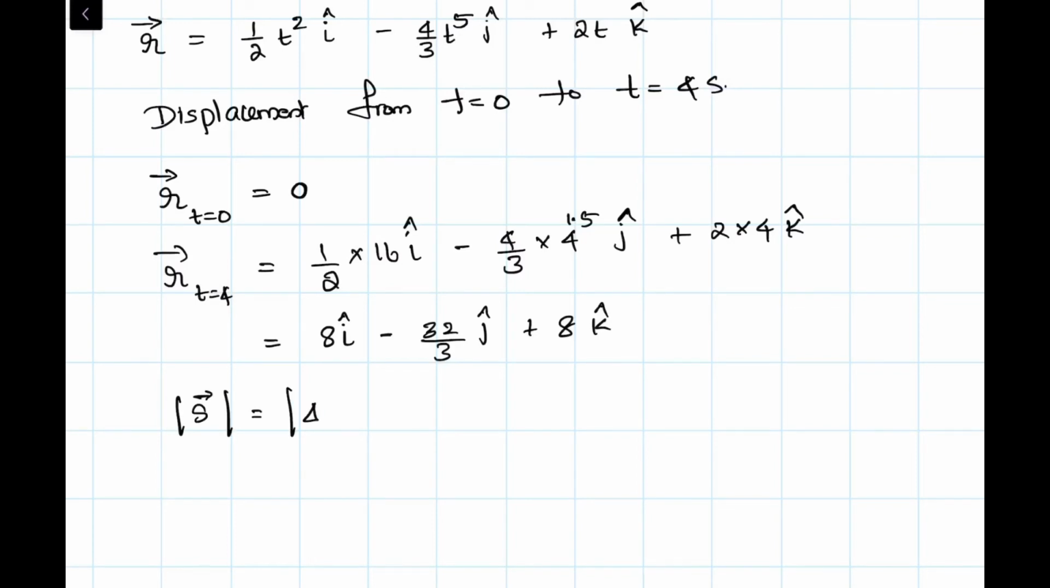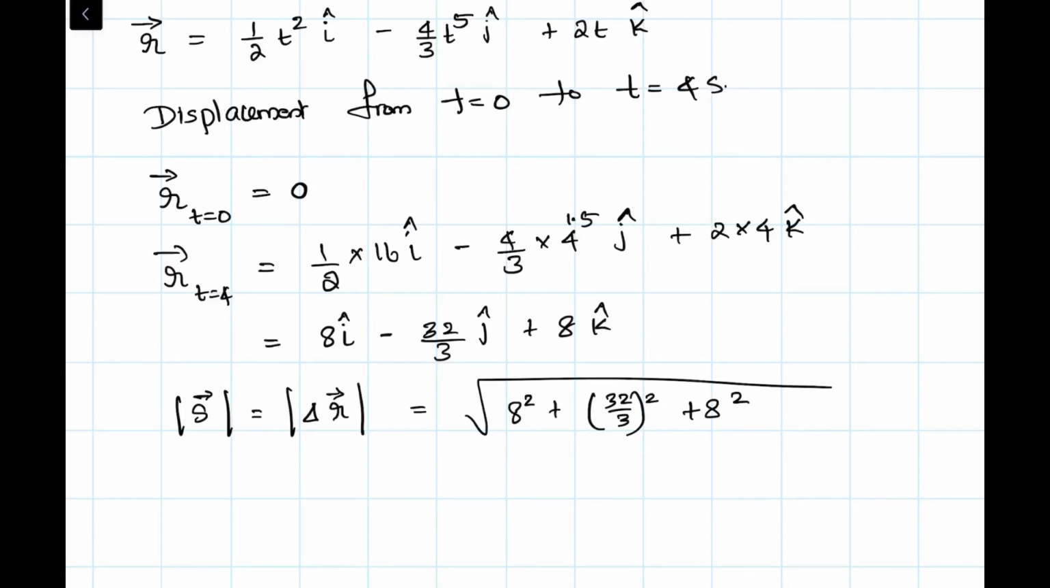So delta r. What is the magnitude of this vector? Root of 8 square plus 32 by 3 square plus 8 square. So that's what you get, the magnitude, which will be equal to 15.55 meter. So the question is to calculate the magnitude only, that is displacement.